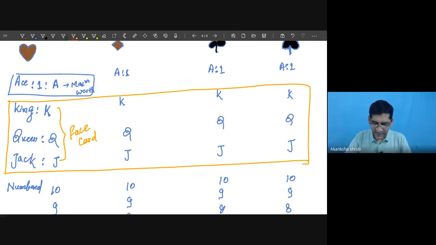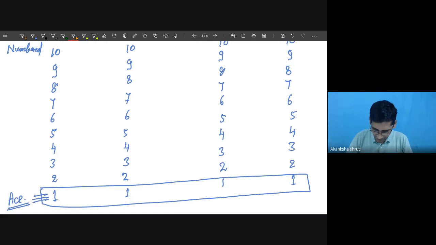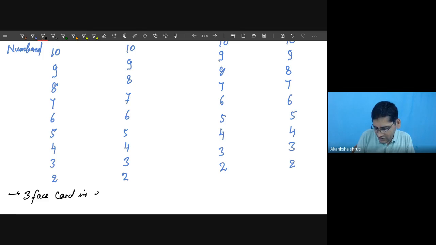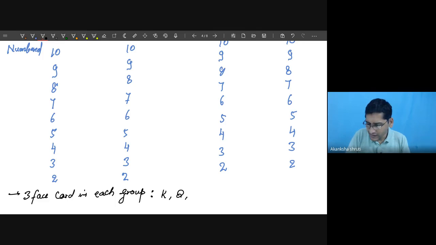Okay, so keep in mind the face card is asked. Then how many face cards are there in total? Total 3 times 4 is 12. Total 12 face cards. Okay, so right, 3 face cards, so this 1 is not required. Student, keep in mind ace need not be drawn again. So 3 face cards in each group. What are they? They are king, queen, and jack of each.